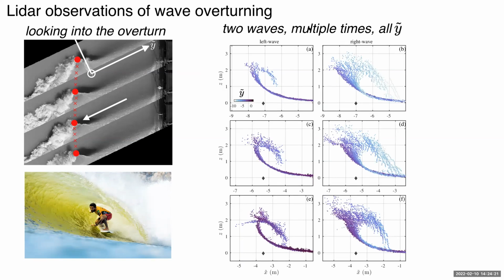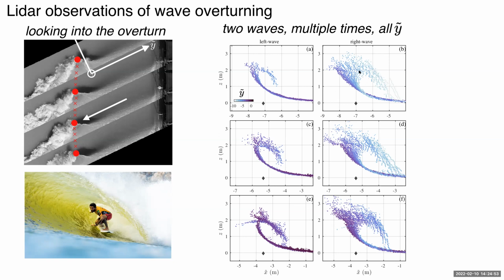There are two waves here, and we're showing a left wave in the left column and a right wave in the right column. These are a function of x tilde, so this is the direction of wave propagation, and Z. In the top row, middle row, and bottom row we're showing consecutive times, each separated by 0.3 seconds. And we're showing all y tilde, so all directions along in here.